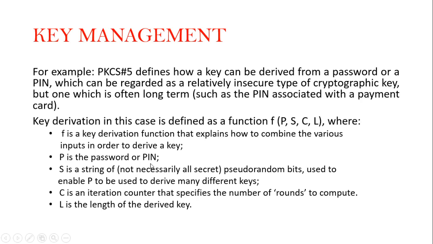P is the password or PIN. S is the string, not necessarily secret, of pseudo-random bits used to enable P to be used to derive many different keys. C is an iteration counter that specifies the number of rounds to compute. L is the length of the derived key. This is the general function which is used for key derivation.